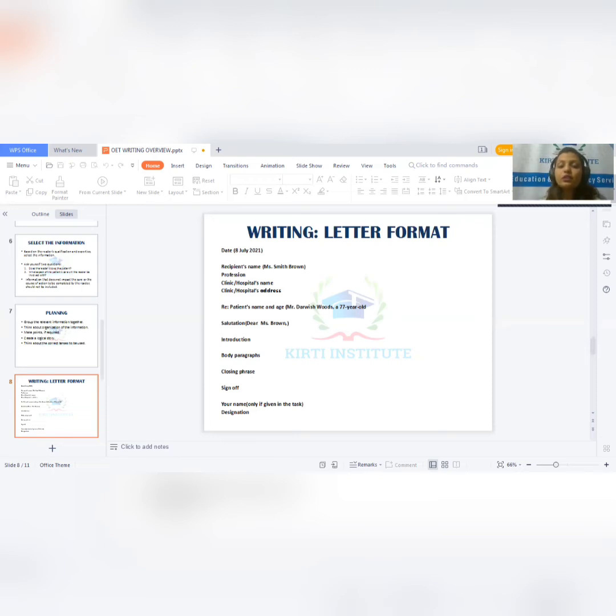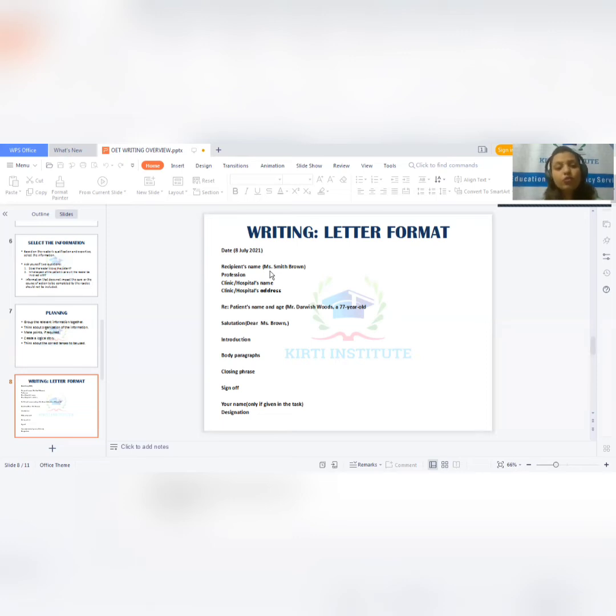Now here is the letter writing format. You can start writing from the date. This will be today's date, your examination date, the day on which you are writing the letter. That date has to be mentioned over here. Then you will have to leave one line and write the recipient's name if given in the task. Sometimes they mention the name of the recipient, sometimes they don't.